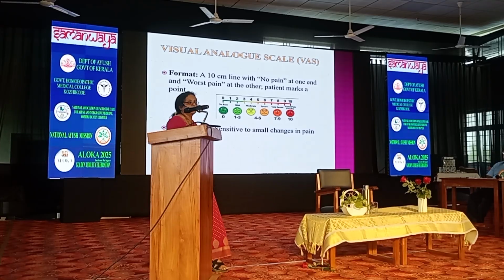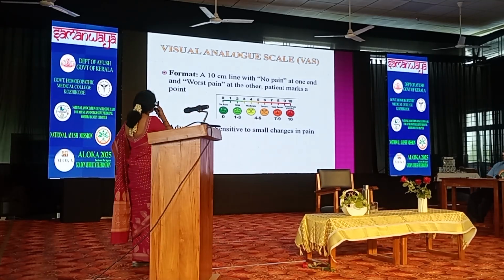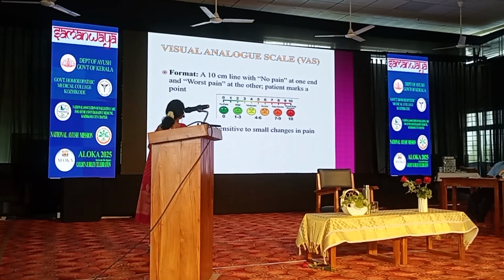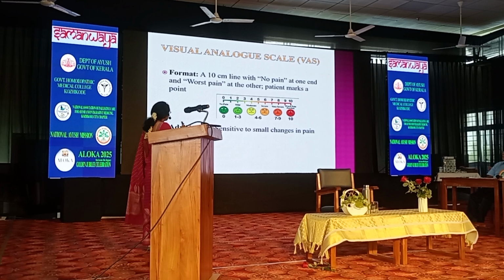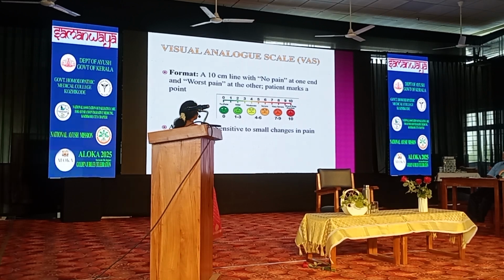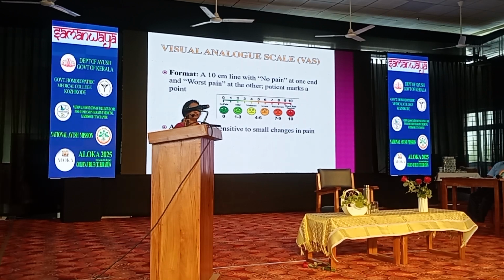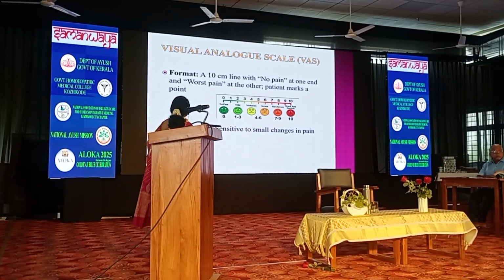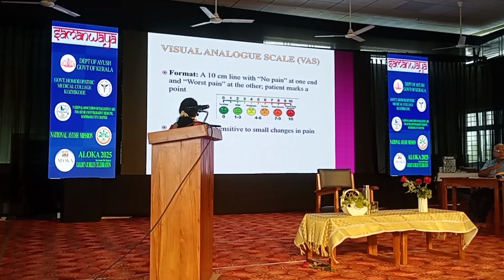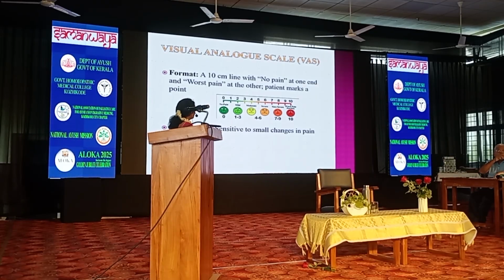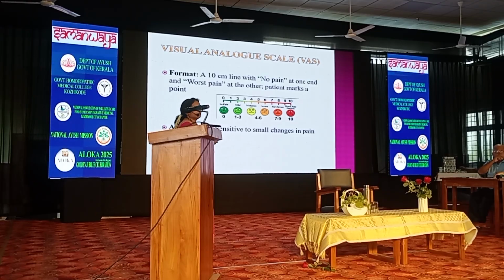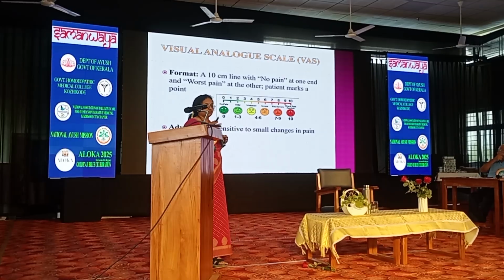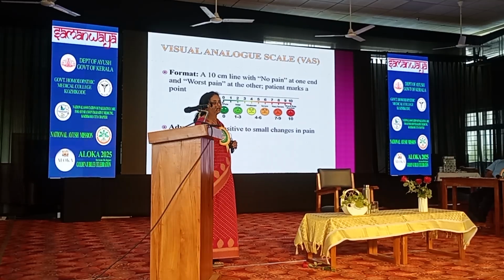Next one is the visual analog scale. This is also a format that sometimes is used with pediatric patients and also the patients who are unable to read the numbers, so that they can see the different facial expressions. Again, 0 is no pain, 1 to 3 is mild, 4 to 6 is moderate, and 7 to 9 is very severe, and 10 is excruciating pain. So based on this, we will divide the intensity into mild, moderate, and severe.